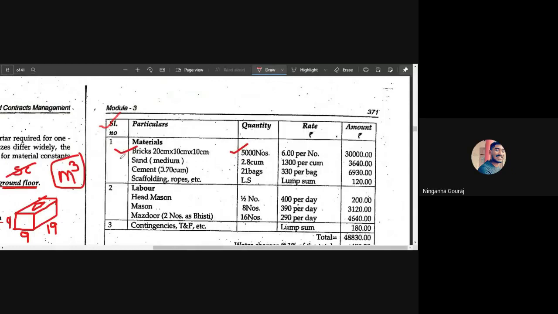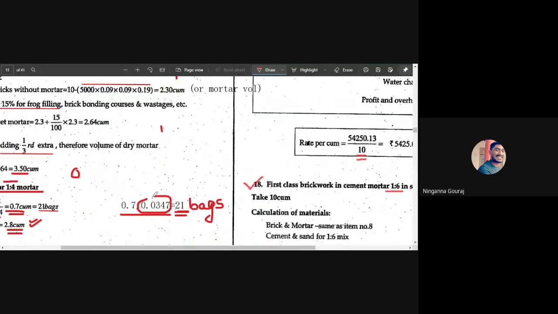Sir, yes. Divided by the constant 0.0347. Yes, this. How do we get that constant, sir?